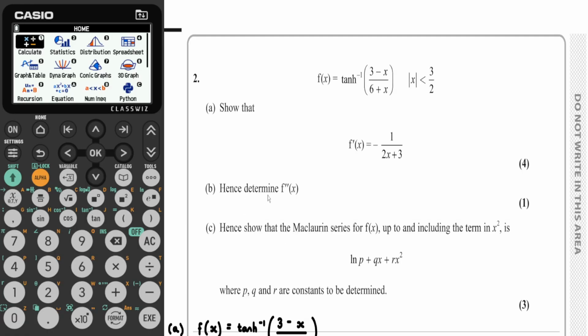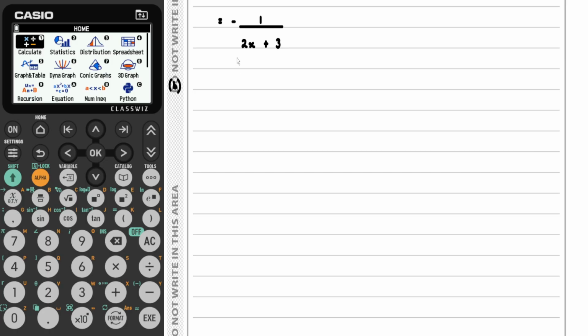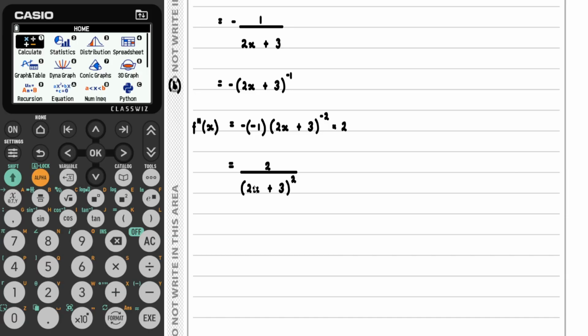Part B. Hence determine f double dash of x. So, we've got negative 1 over 2x plus 3, which we can rewrite as negative (2x plus 3) to the negative 1. And so if we were to work out f double dash of x using the chain rule, this will equal negative 1 multiplied by (2x plus 3) to the power of negative 2 multiplied by the derivative of the bracket, which is 2. And this will simplify then to 2 over (2x plus 3) squared.